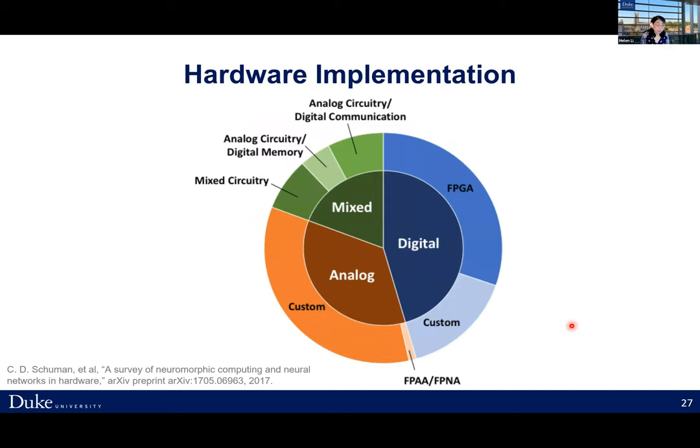Talking about the hardware implementations, there have been many proposed designs. Simply speaking, we can divide them into digital, analog, and also mixed digital-analog designs. Any questions? Okay, so the exact execution ways or the implementation methods could be very different.